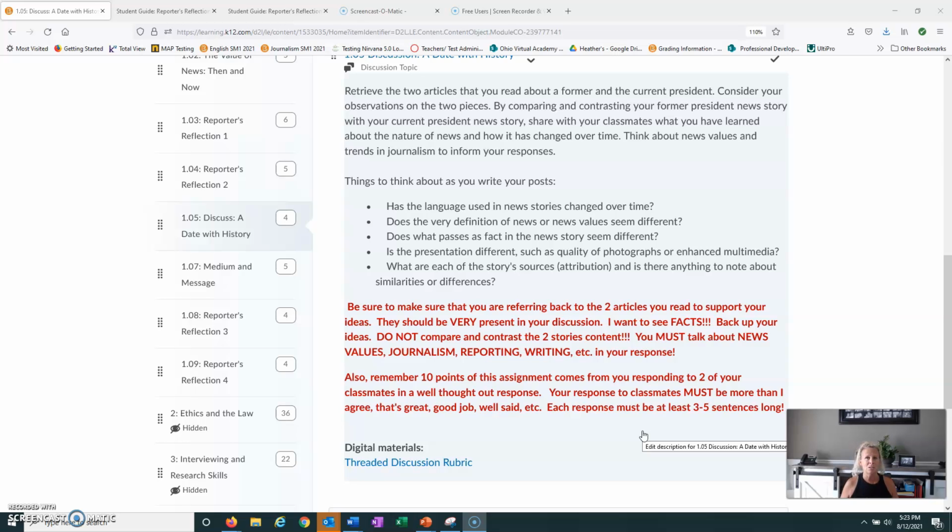What that means is if you agree with them, tell them why you agree with them. If you don't agree with them, tell them why you don't agree with them. If you're observing something completely different, or if you want to enhance or add to something they've said, you can do that, right? Your response has to be at least 3 to 5 sentences long for each person that you're responding to. So 6 to 10 sentences total between the 2, right?